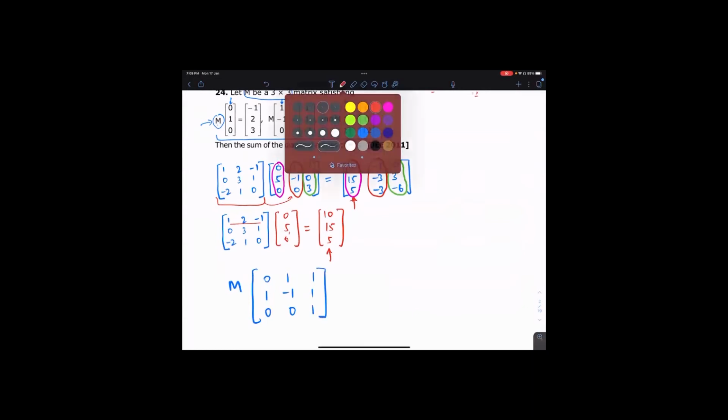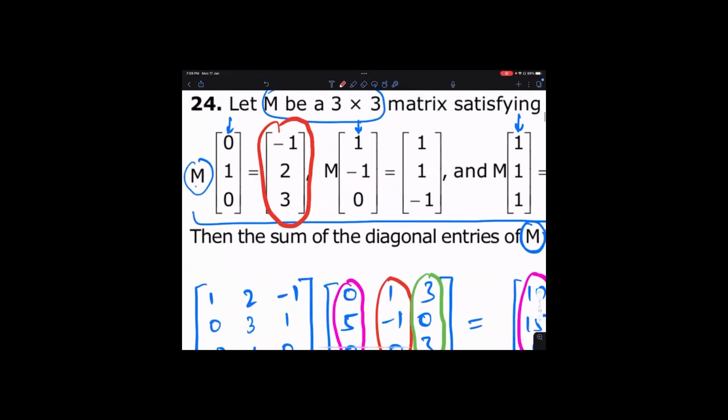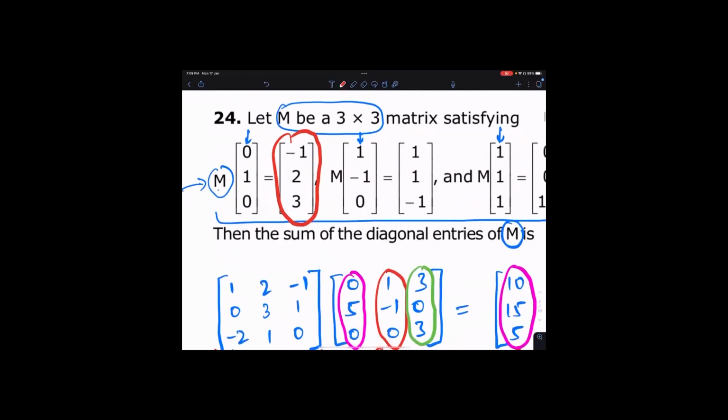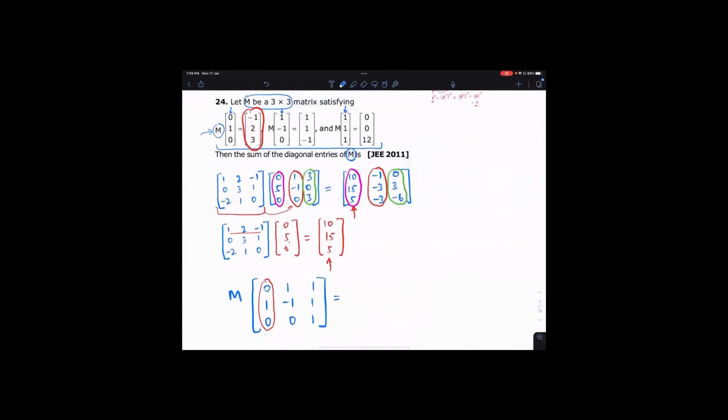Already they have given in the question. If matrix M is multiplied with 0, 1, 0, you're going to get minus 1, 2, 3. Isn't that what they have given? Okay. So the first column on the right hand side will be minus 1, 2, 3. Now what will be the second column?